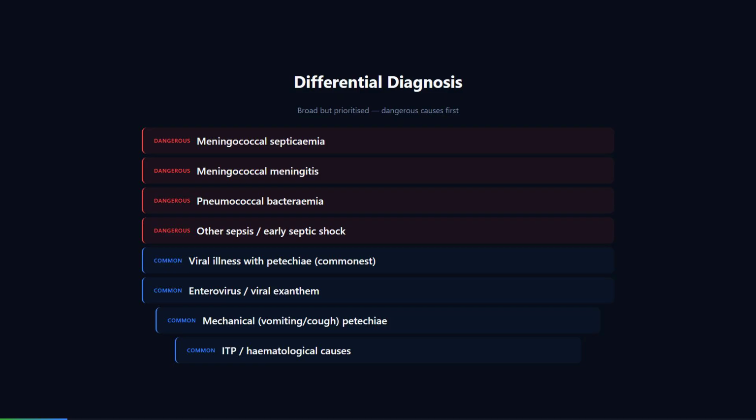And that mechanism gives you a monitoring instruction. What does spreading purpura actually tell you at the bedside? It tells me the process is active and evolving, which is why the guideline names rapid progression as a high-risk feature.